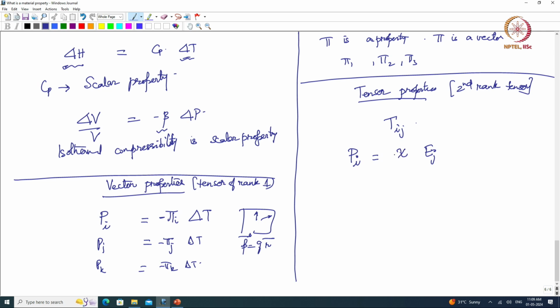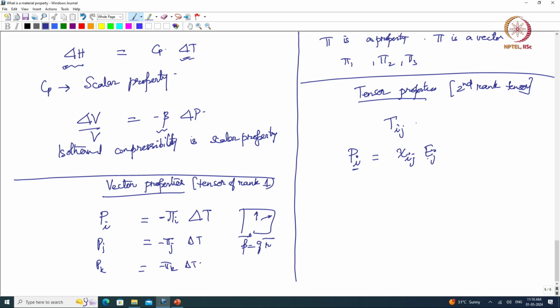Now, susceptibility is a tensor. So it has to relate the electric field in the j direction, or the 2 direction, with polarization in the 1 direction. So the component of the susceptibility tensor that I will use here is chi_ij. The polarization in the i direction, looking at just this component, is equal to chi_ij times E_j.